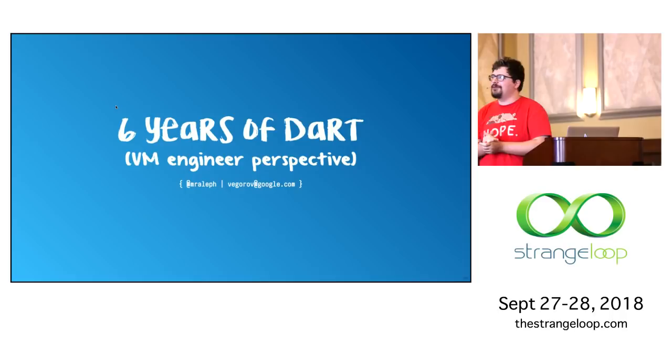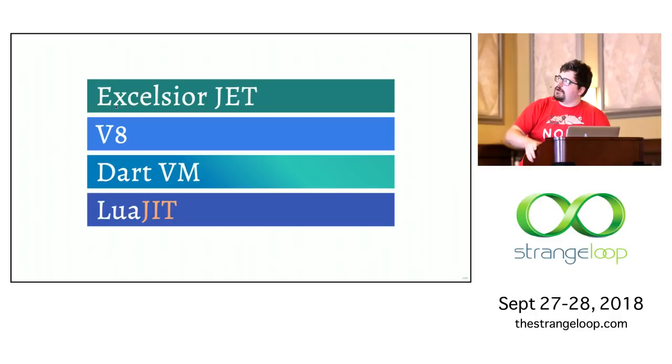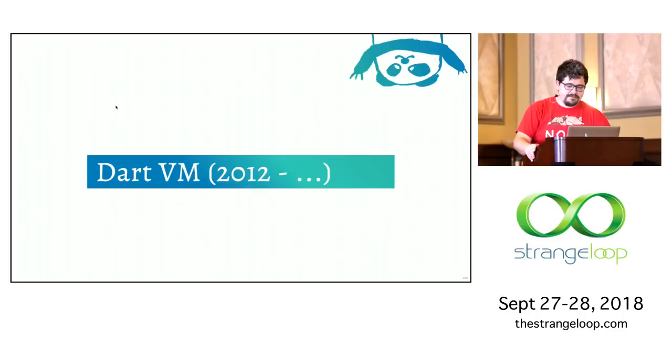Before I joined Google, I worked on a Java compiler and Java virtual machine. Then I joined Google and worked on V8, and I had a brief time when I worked on LuaJIT at Google. But most of the time, since 2012, I work on the Dart VM. And that's my spirit animal up there in the corner.